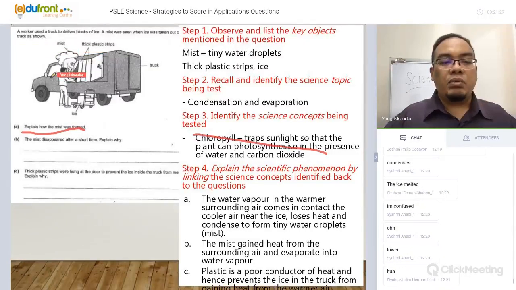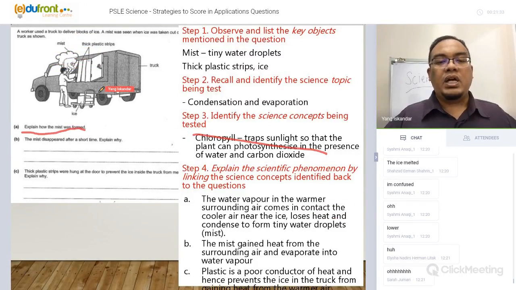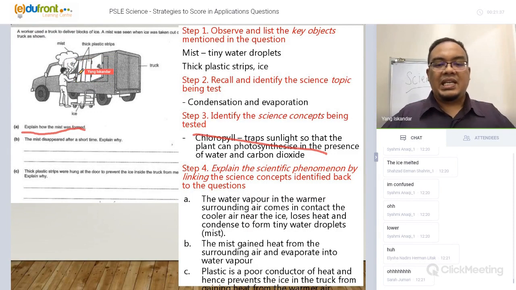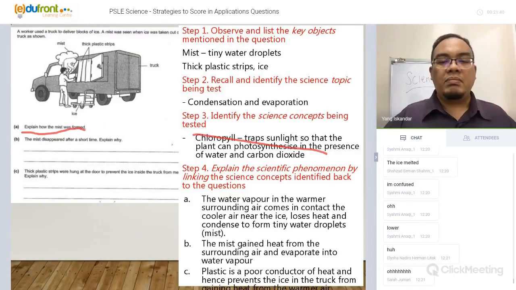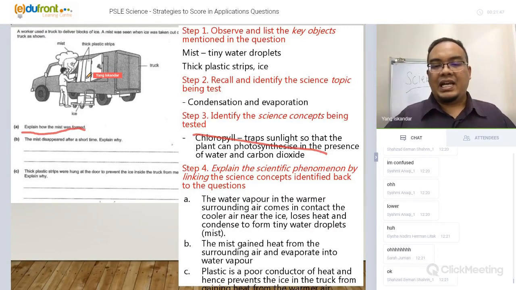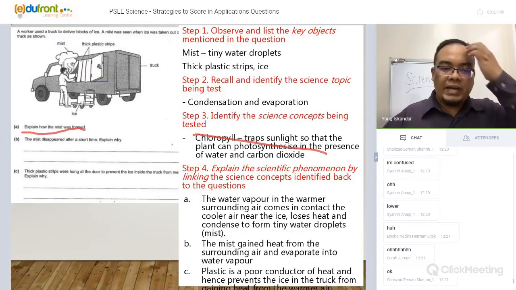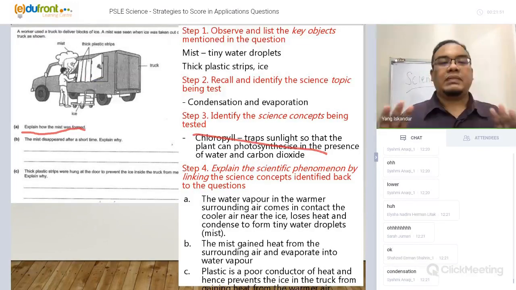Okay, so the water vapor in the warmer surrounding air comes in contact with the cooler air nearer to the ice, loses heat, and condenses to form tiny water droplets, which is called the mist. Okay, I know you're a bit confused. I'm going to explain again, very, very slowly.